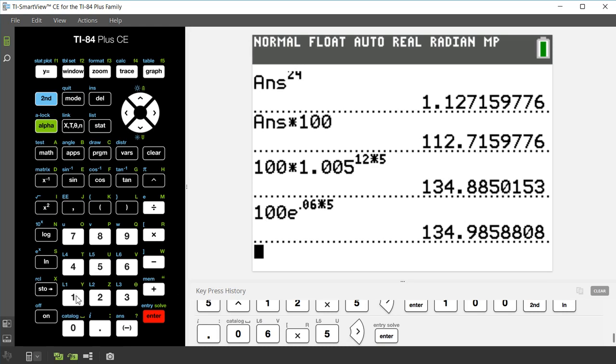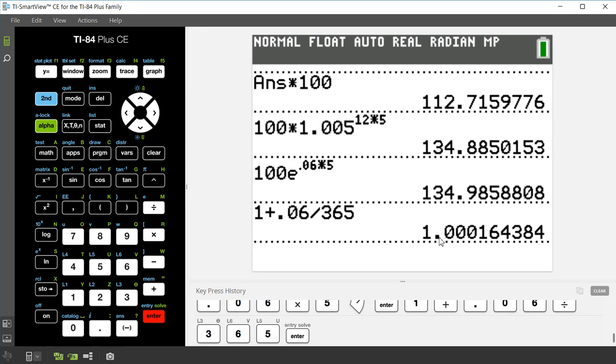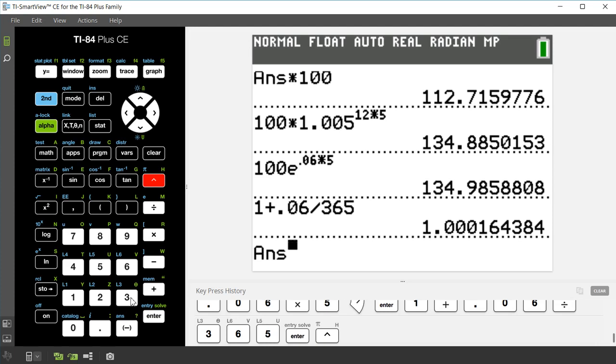And just to show you real quick, if we have 1 plus 0.06 and we divide by, let's say, 365, this is the amount by which it's going to grow. But here we're going to raise it to 365, and let's say that's for 5 years, for example.